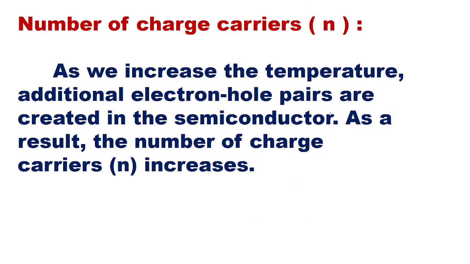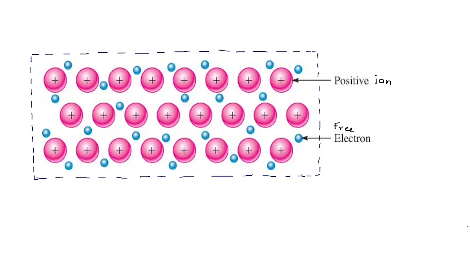So here we can conclude this. As we increase the temperature, additional electron-hole pairs are created in the semiconductor. As a result, the number of charge carriers n will increase. Now next we will see the second factor, that is the drift velocity.